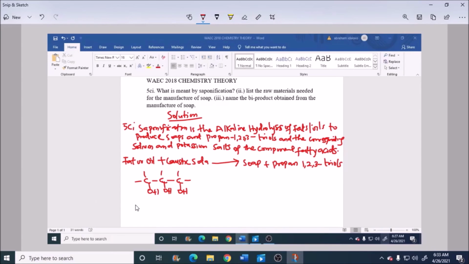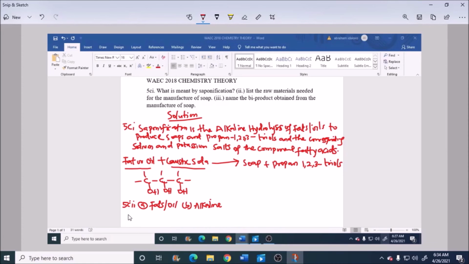Then question Roman figure 2, 5C. We have to list the raw materials needed for the manufacture of soap. As we have it in this equation, we have fat, then we have caustic soda. So these are the raw materials needed for the production of soap. The first one is fats or oils, then we have the alkaline. These are the two raw materials needed to manufacture our soap, as in the saponification.